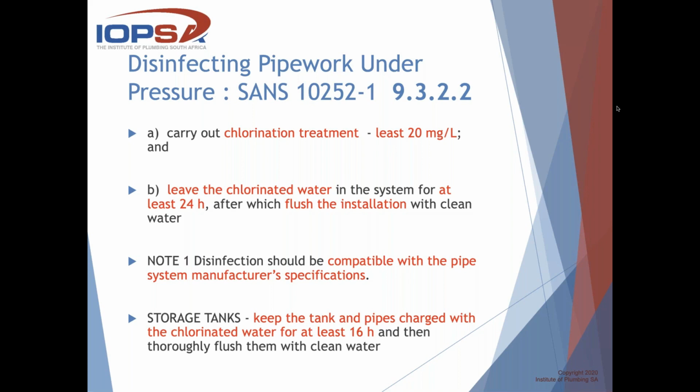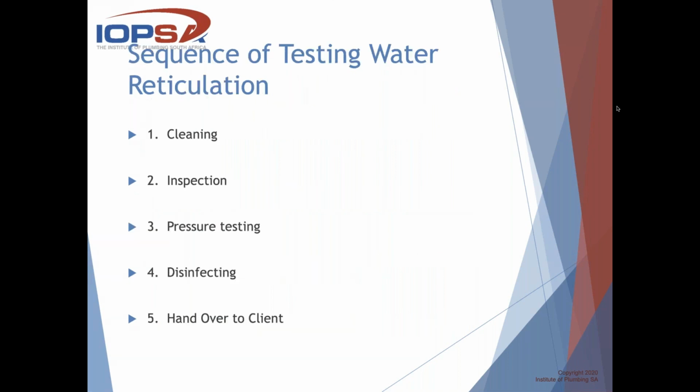So the sequence of testing water reticulation, we've had it there. First, you clean it out, check it for debris, anything. You do the inspection, check that you have done it according to the plans. You look for dents and dings in the pipes or bad connections. And then you put up the pressure test. You pressure test it and leave it standing for 1 hour at least. And then you disinfect it, and then you hand it over to the client. And that is the procedure.